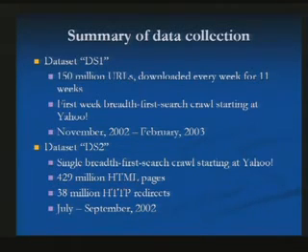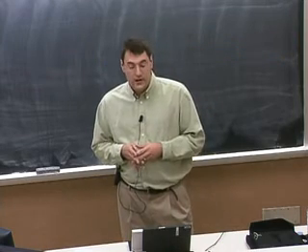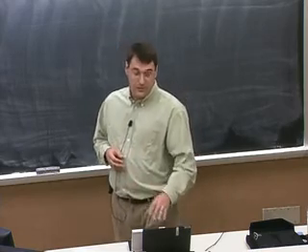The second data set, or DS2, was the result of a single breadth-first search crawl starting at Yahoo, and it contained 429 million HTML pages, as well as we followed 38 million HTTP redirects. This took place between July and September of 2002.